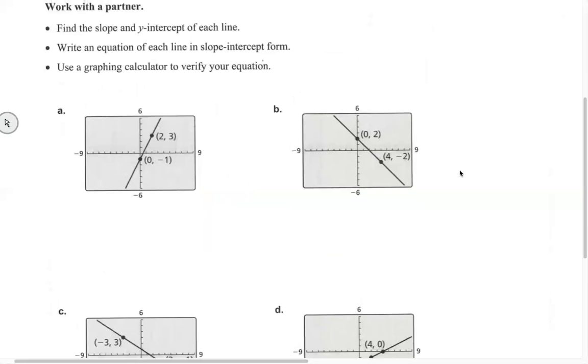All right, I want you guys to try B. Try to write the equation of the line for B based off of what I did for A.